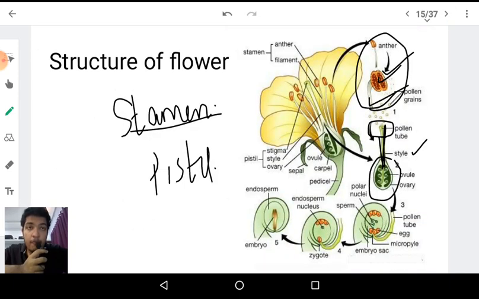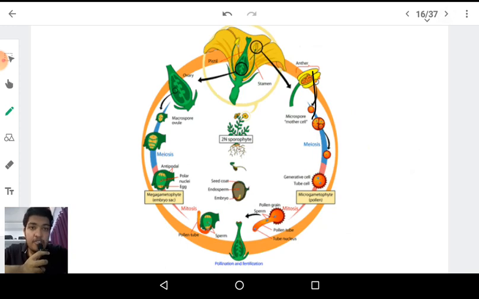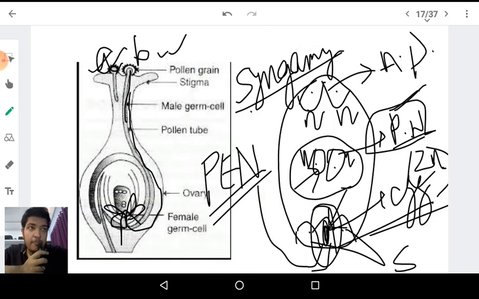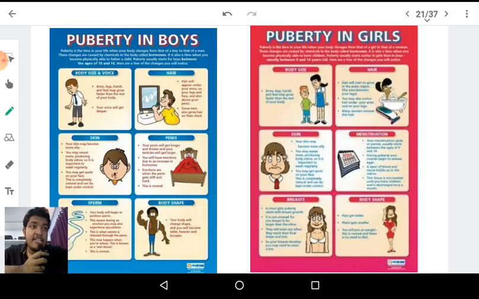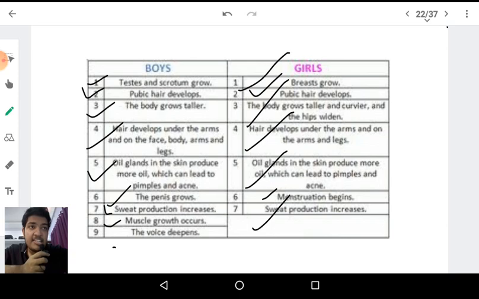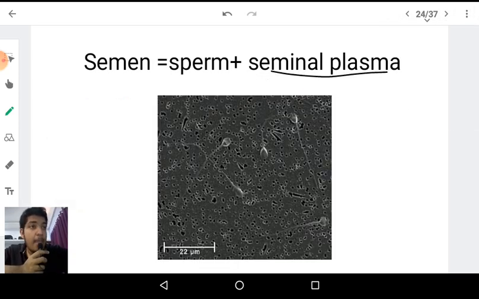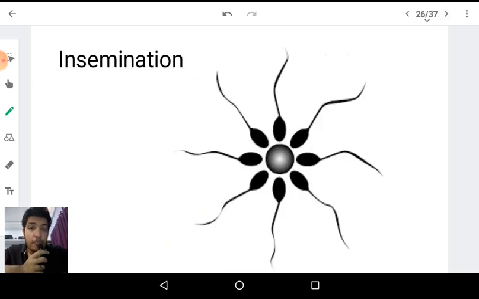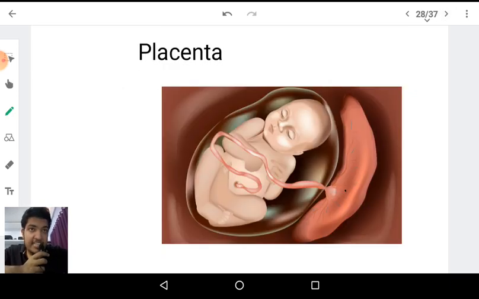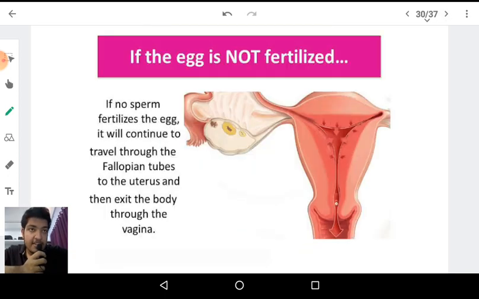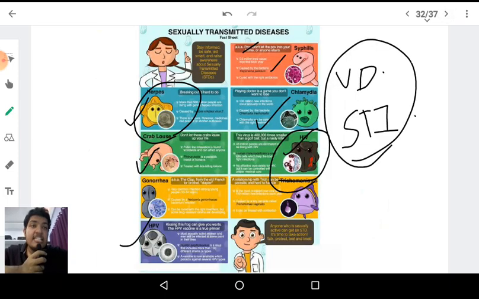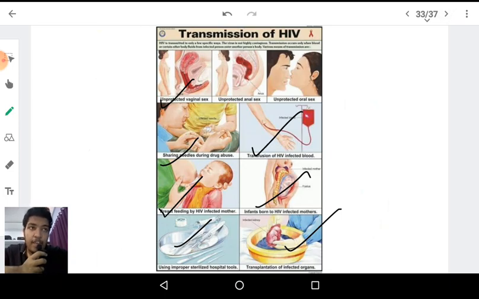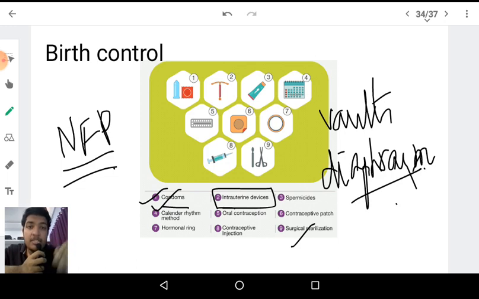Then we discussed spore formation, structure of a flower, the process of double fertilization, syngamy, triple fusion, and also the post-fertilization events. We discussed what is adolescence and the adolescent changes. Then we discussed the male reproductive system, followed by the female reproductive system, the seminal plasma, the concept of insemination, fertilization, placenta and the roles of placenta, and we also studied the case where the egg is not fertilized, the menstrual cycle, sexually transmitted diseases, transmission of HIV, and finally we dealt with the birth control strategies.